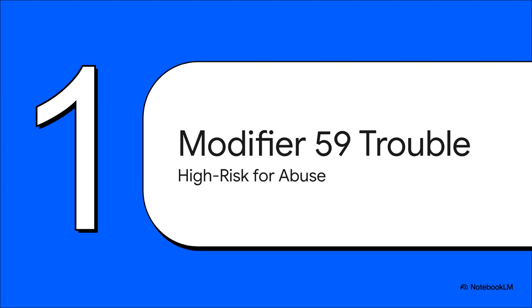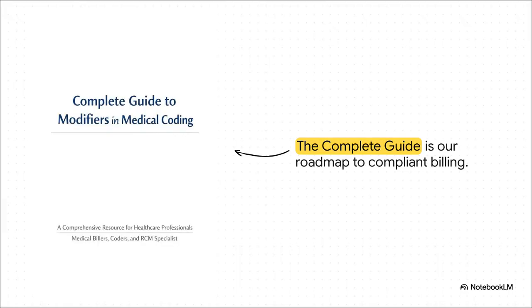The trouble with Modifier 59. Because honestly, this is where the headaches start. To break this down, we're pulling directly from our source material today, the Complete Guide to Modifiers. This is your essential roadmap for bypassing those NCCI edits correctly without waving a red flag.